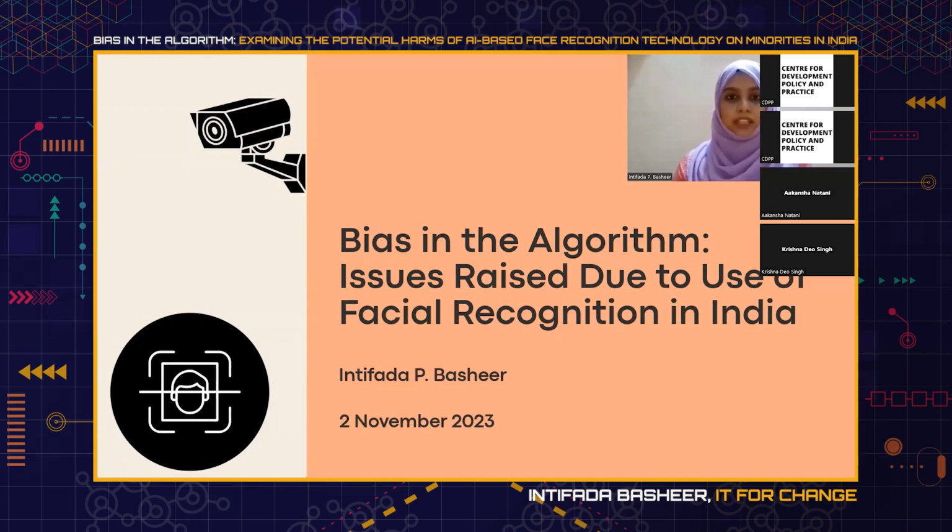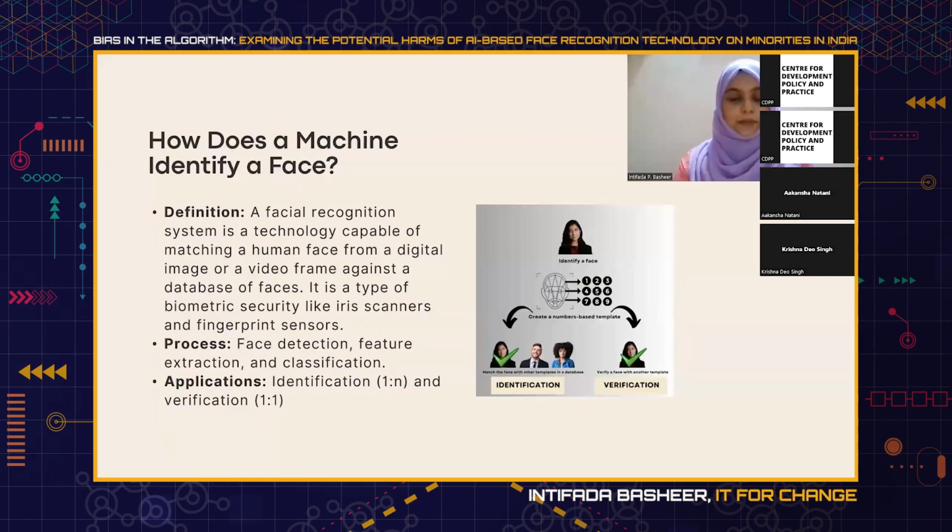I then examine how these tools have been used in India and look at instances of inaccuracy and bias and how they have led to poor outcomes when deployed by law enforcement agencies. Lastly, I explore some debiasing measures. So without further ado, let's get to it.